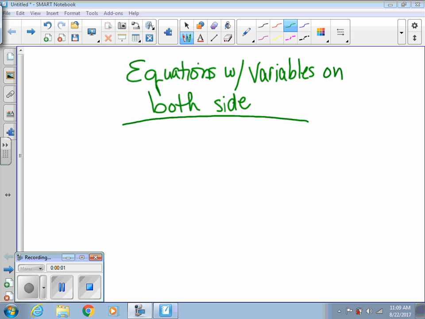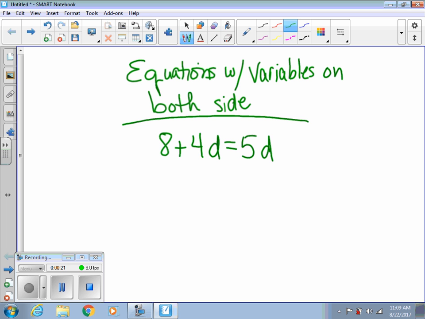to talk about equations with variables on each side. One of the things you have to remember is you got to get all of your variables to one side of the equation because you need to solve for that variable. You won't be able to solve for it if they're on both sides of the equation. So if we have 8 plus 4d equals 5d, I've got to get them on the same side of the equation.